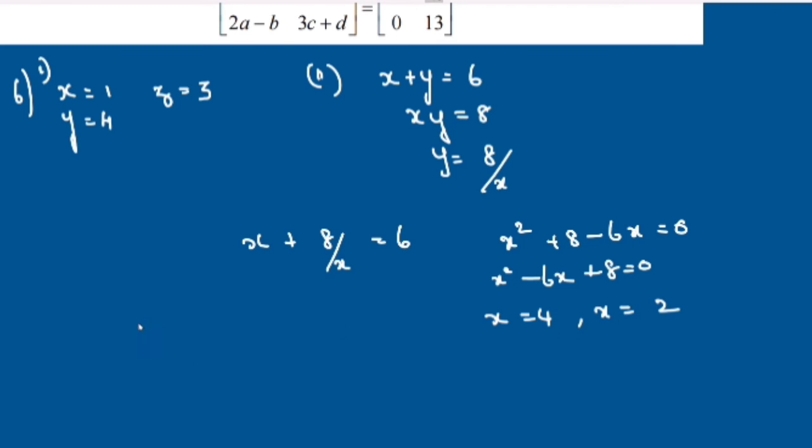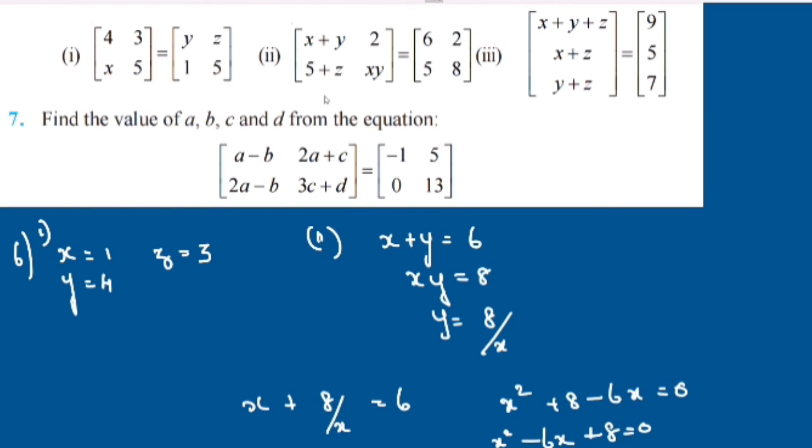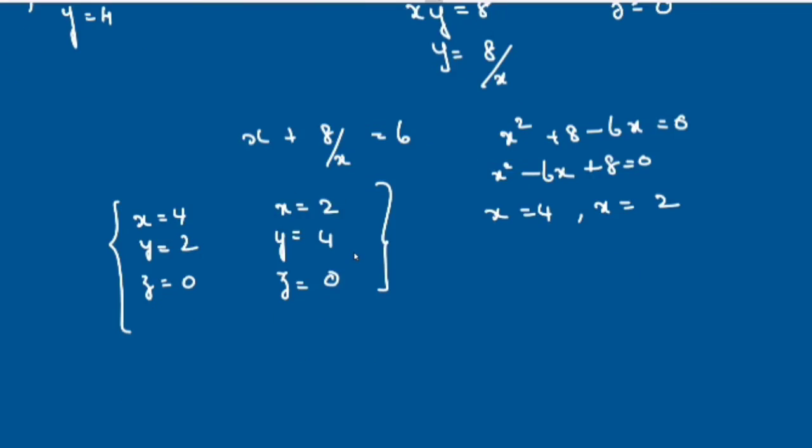So if x is 4, what is y? 8 by 4, 2. z also we have to find. 5 plus z is equal to 5. So z is equal to 0. When x is 4, y is 2, z is 0. When x is 2, write both the options. When x is 2, y is 4. z is the same.